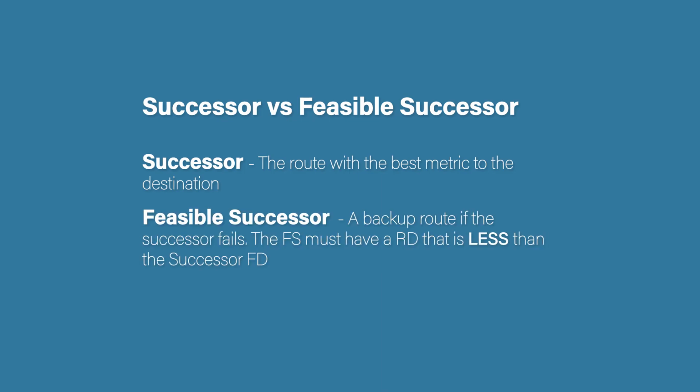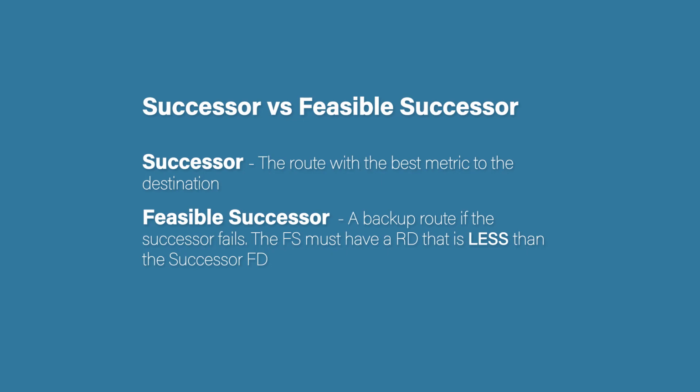Now, a feasible successor is a backup route if the successor route fails. Having a feasible successor as a backup allows EIGRP to converge quickly with barely any downtime at all. And this is a big advantage. Not all routes, however, can be feasible successors. The golden rule for a feasible successor is that the reported distance must be less than the successor's feasible distance. Why? This is put in place to stop any routing loops being formed.